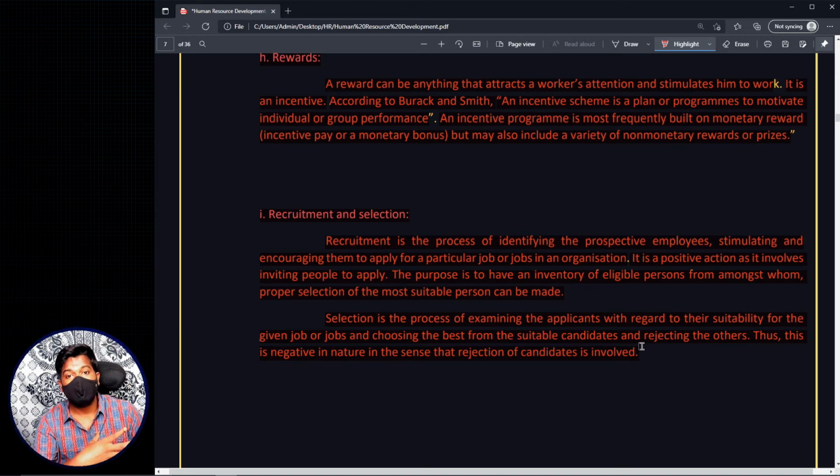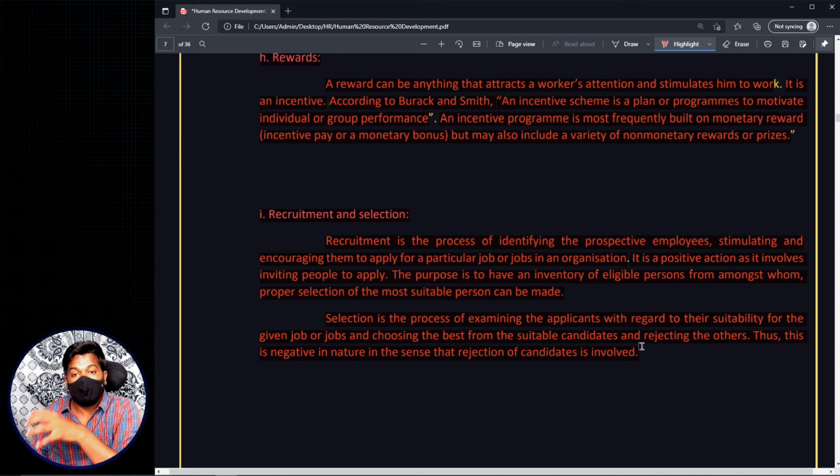For example, your organization requires some HR managers or some human resource. Now you roll out the information, maybe through advertisements or through different sources, telling that we are looking for a certain kind of people. Now interested students apply. Out of all the people available in the market, those who are interested and eligible according to the requirements you have rolled out will start applying to your organization, right? There a small pool of eligible candidates has been created, right? This is basically recruitment, where you create a pool of eligible candidates.